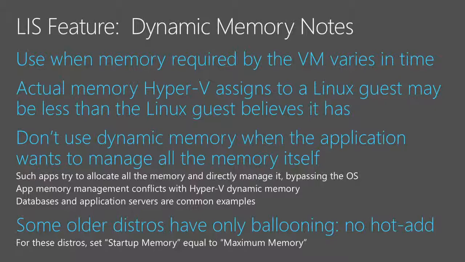Some of the older distros, it's also important to recognize, do not have the hot add function. You can see that on the TechNet webpage. And so in that case, you want to set the startup memory to the maximum memory and just let the ballooning function do its thing to shrink and to grow the memory as need be. So a little bit of a workaround there if you're willing to set the startup memory up to the maximum memory there.